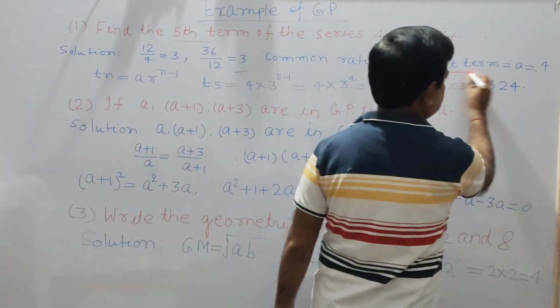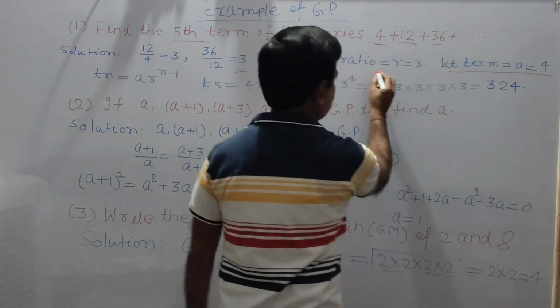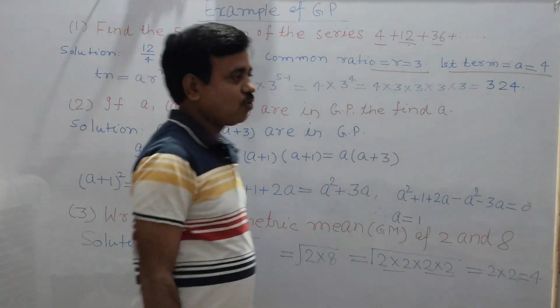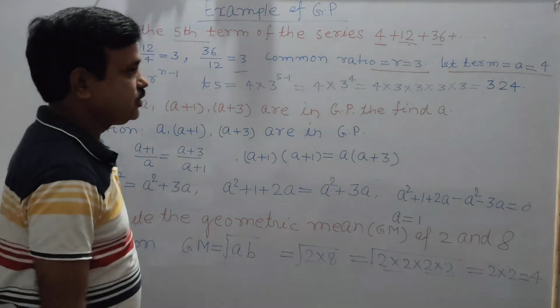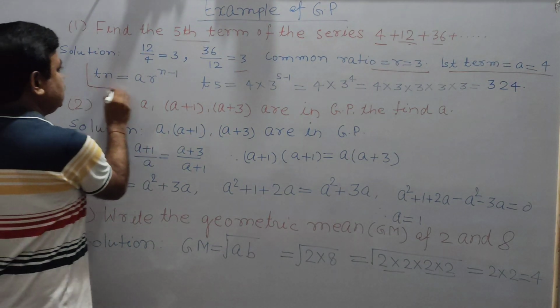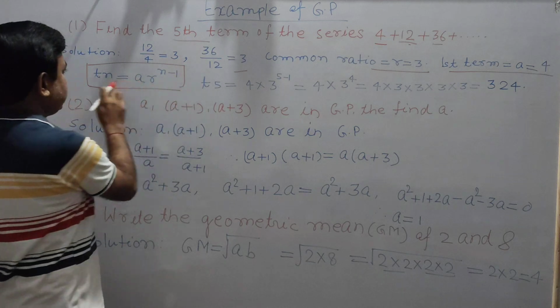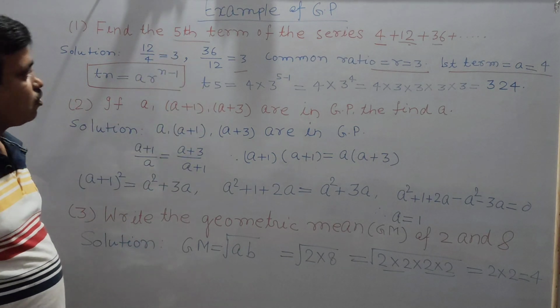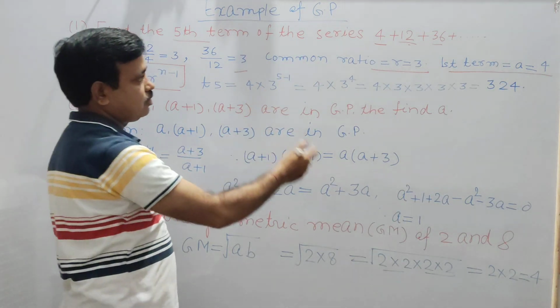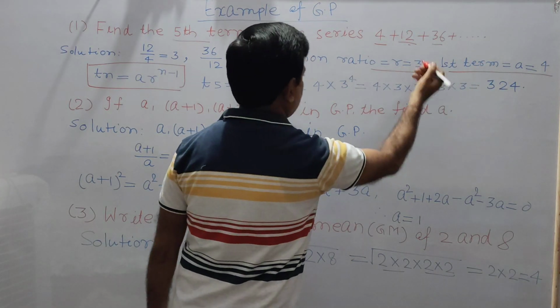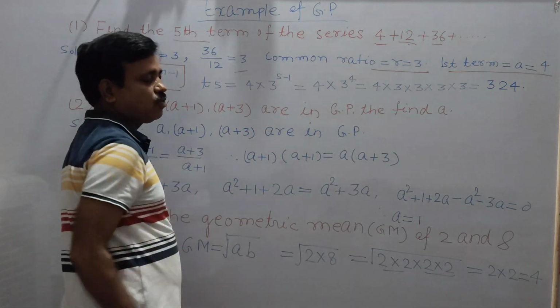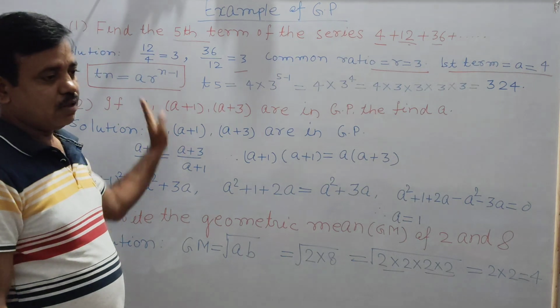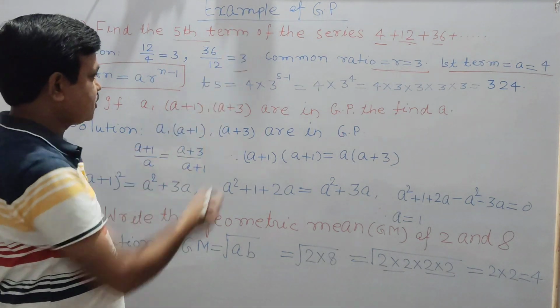The first term of the GP is a equal to 4 and the common ratio is r. We know that any term of a GP, Tn equals a into r power n minus 1. Then put the value of the first term and common ratio, and then we can calculate the value of the fifth term of that series.